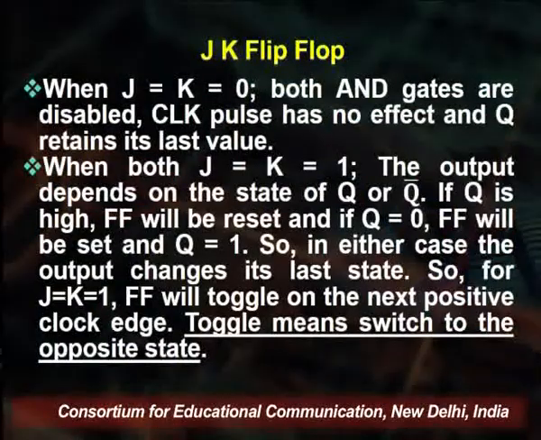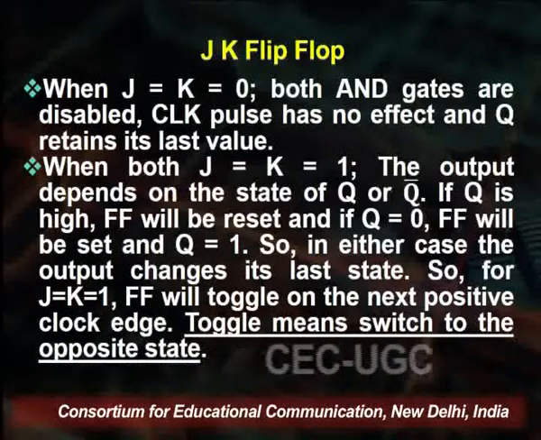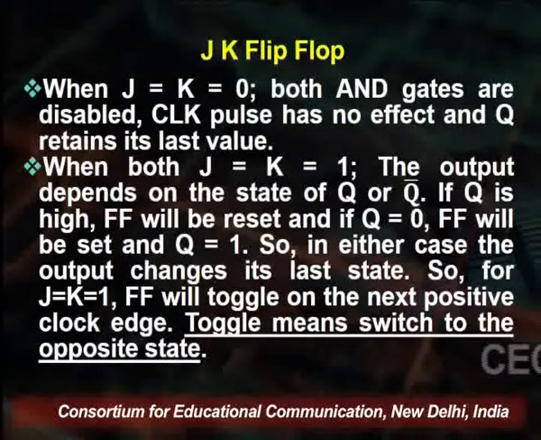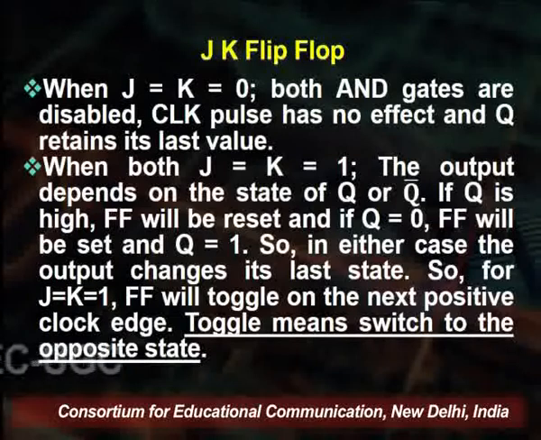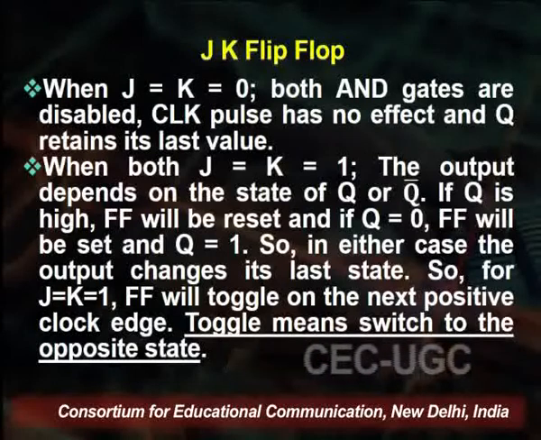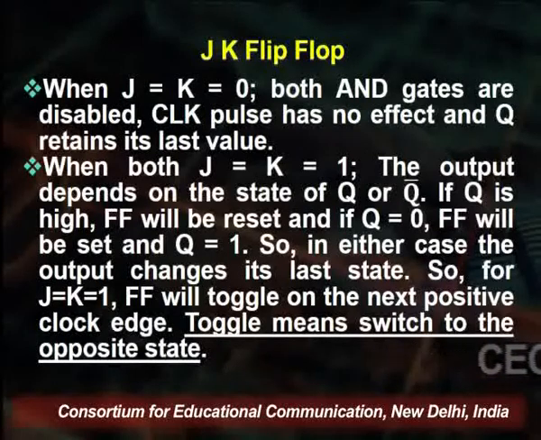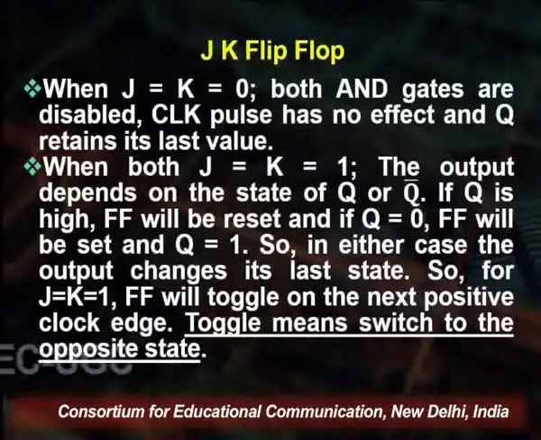So the JK flip-flop, when J equal to 0 and K equal to 0, we'll see that both the AND gates are disabled and the clock pulse has no effect, and the Q value, the output value, retains its last value. That is, the circuit itself behaves like a memory element. When both J equal to K equal to 1, the output depends on the state of Q or Q bar. If Q is high, last state is high, then the flip-flop will be reset, and if Q equal to 0, the flip-flop gets set, that is, the next state is 1.